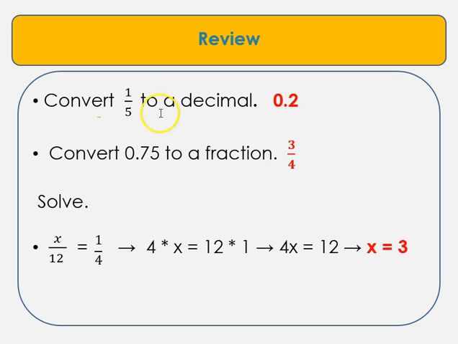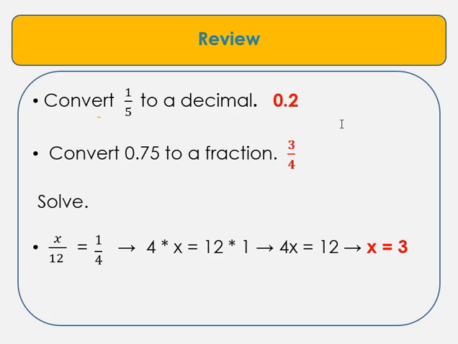If you enter 1 divided by 5 into your calculator, you should get an answer of 0.2. Go ahead and try that right now. Make sure that your calculator is set on degrees, not radians, so that you can do that. Then I want you to convert 0.75 to a fraction. That should be 3/4.